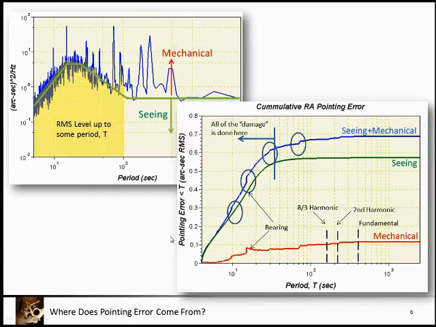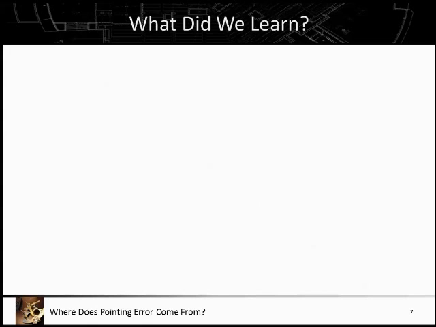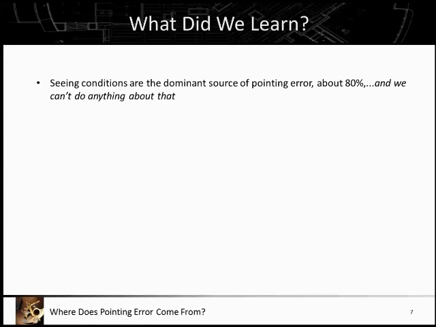But once again, all of the damage, all of the pointing error is basically accumulated for periods of oscillation below 30 seconds. If we back up, what do we learn from this frequency domain analysis of our guide log? Well, as I just said, the seeing conditions are the dominant source of pointing error. In this particular case, which again for me was very good seeing conditions, about 80% of the pointing error is attributed to just atmospheric fluctuations. And I can't do anything about that.